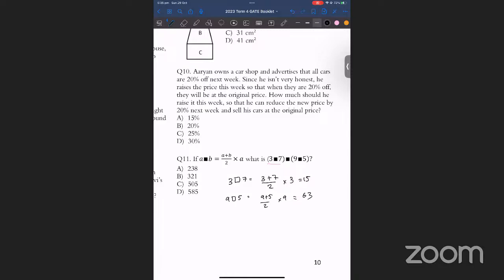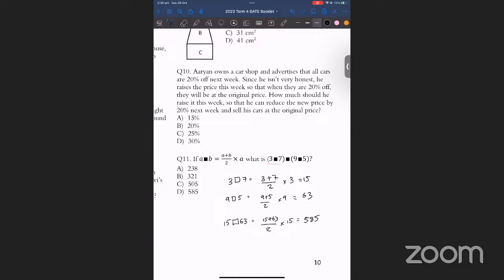You understand? Yes. And finally, we have 15 box 63. And that is 15 plus 63 divided by 2 multiplied by 15. And that is 585. Got it? Yes. Thank you. You're welcome.